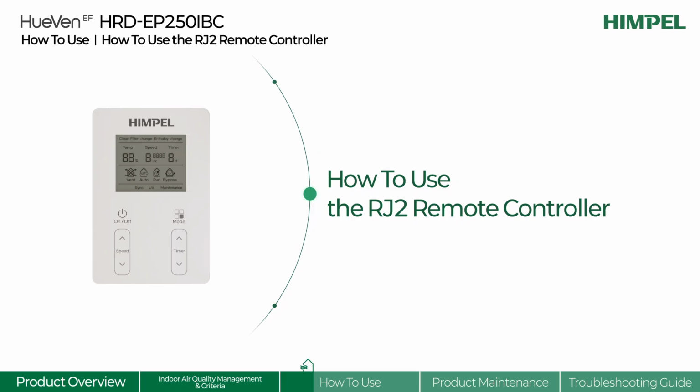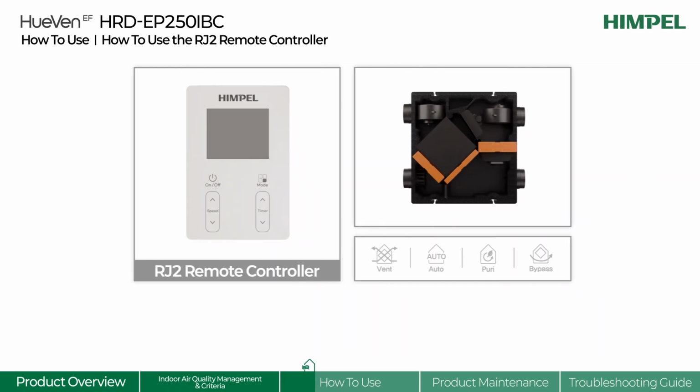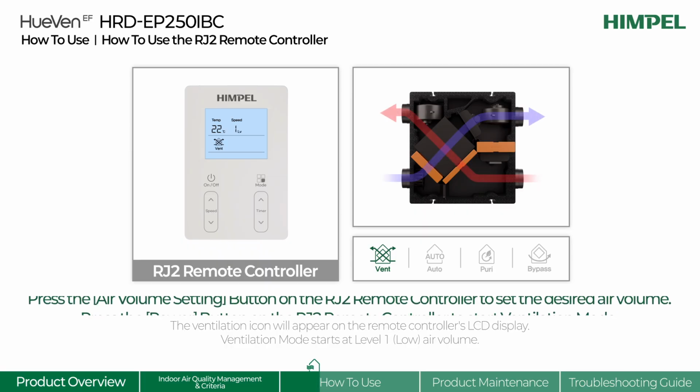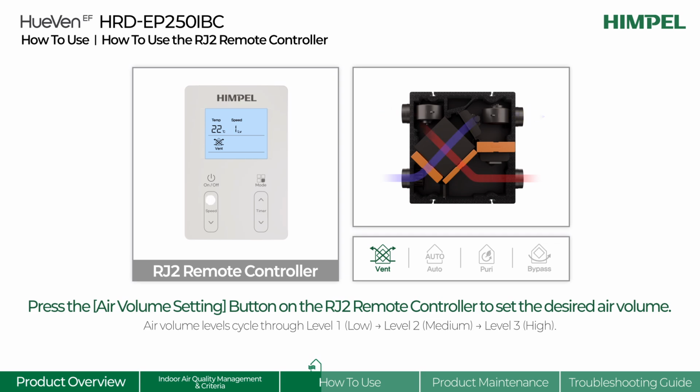How to use the RJ2 remote controller. Pressing the power button on the RJ2 remote controller activates ventilation mode. Press the air volume setting button to select Level 1 low, Level 2 medium, or Level 3 high.